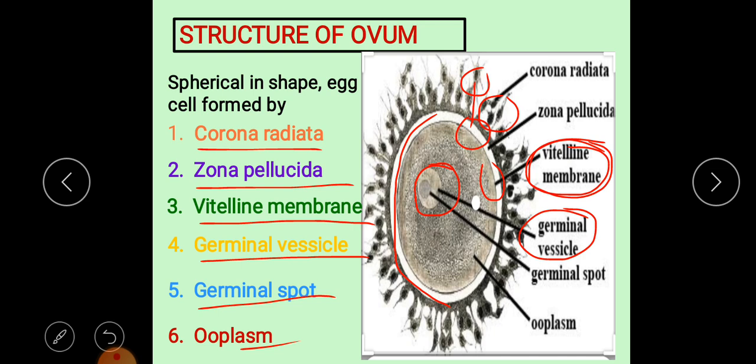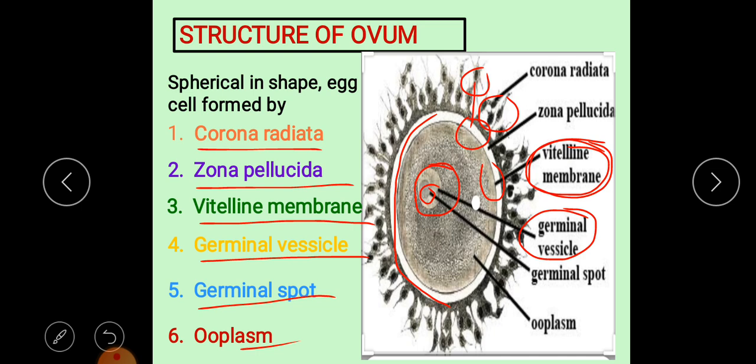Okay, so the next one is the germinal spot. The germinal spot is the nucleolus of the egg cell. Inside, you can see here, the nucleolus of the egg cell is known as the germinal spot.